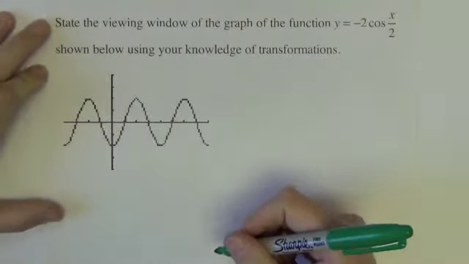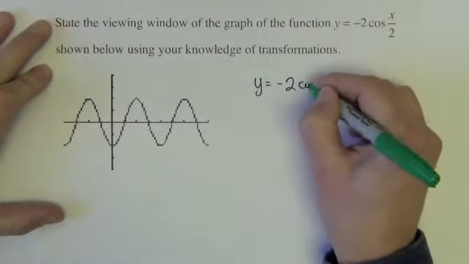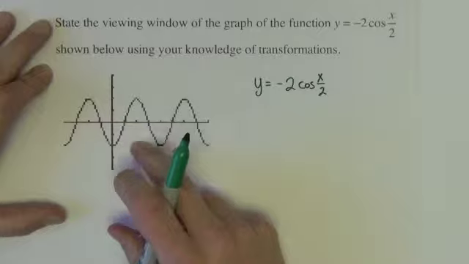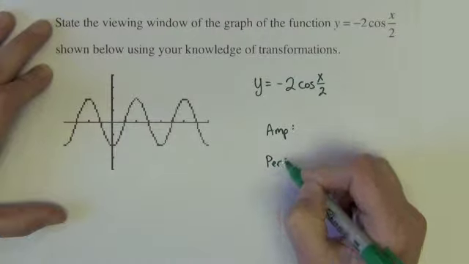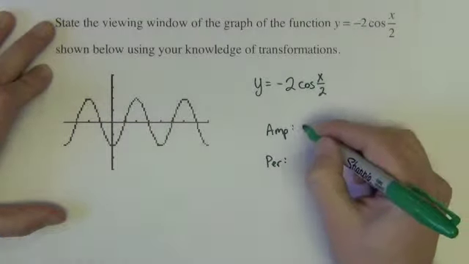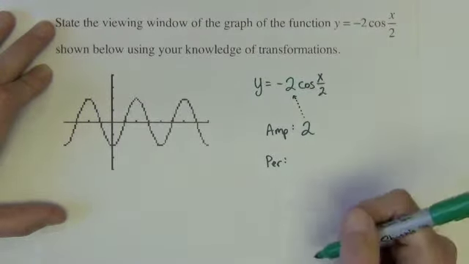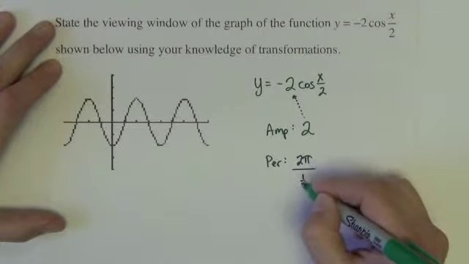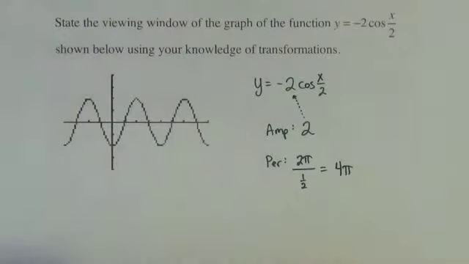Okay, state the viewing window of the graph of the function, let's write it right here, -2 cosine x over 2, shown below using what we know about transformations, or specifically what we know about amplitude and period. The amplitude of this function is 2. Okay, it comes from that number right there. The period of this function is 2 pi divided by 1/2, which is 4 pi. Okay, so let's apply those to this graph.